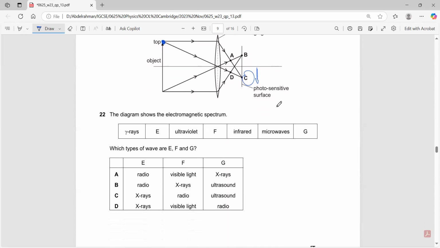Diagram shows the electromagnetic spectrum. Which types of waves are E, F, and G? G is the radio waves, then microwaves, infrared, and then the light waves, and then the X-rays. So, X-rays, visible light, and radio waves.